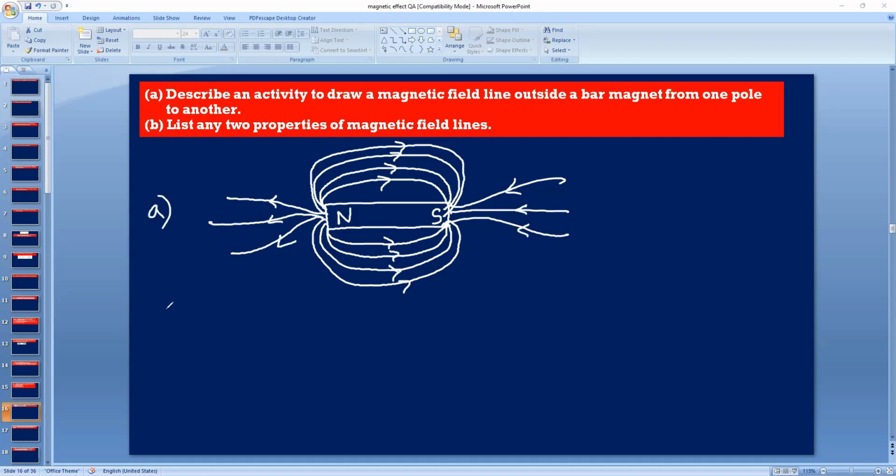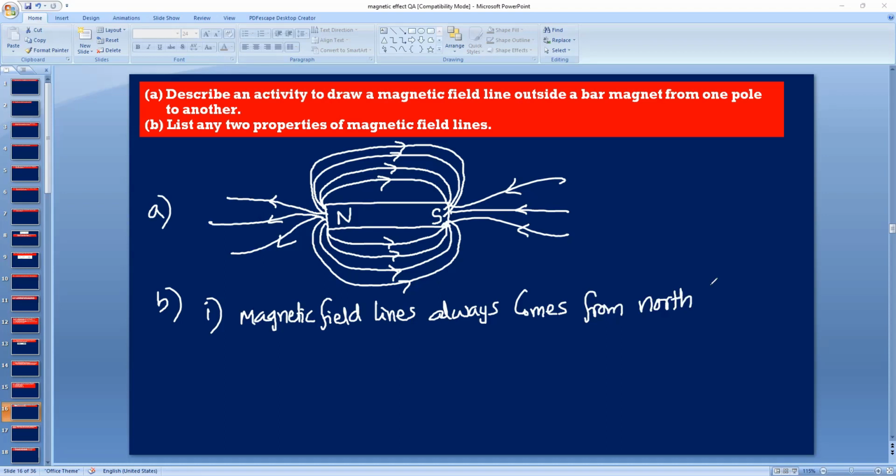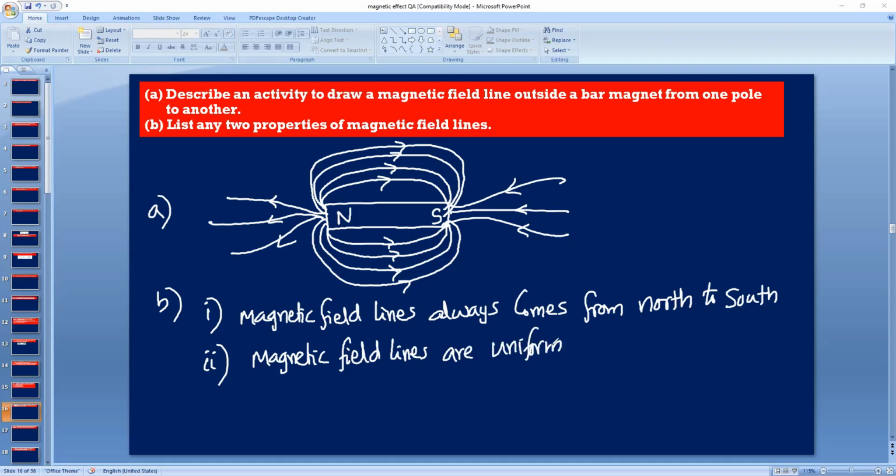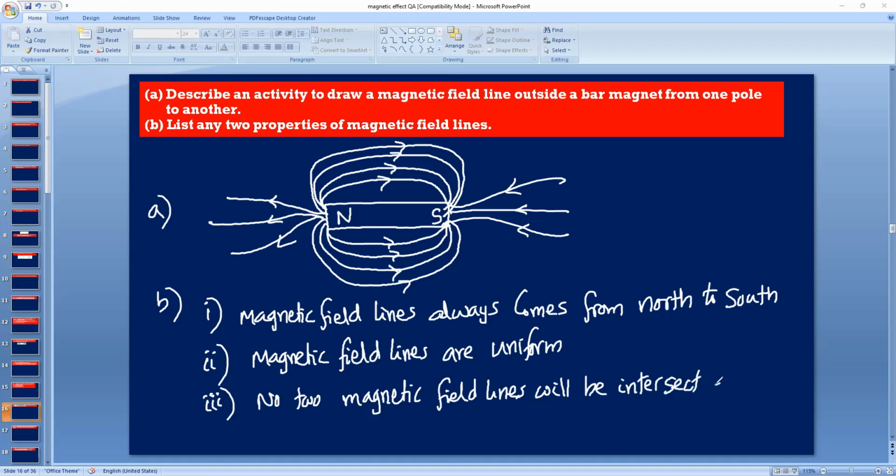Yes, this is the first question's answer. List the properties of magnetic field lines. First property: magnetic field lines always come from north to south. Second one: magnetic field lines are uniform. No two magnetic field lines will intersect each other.